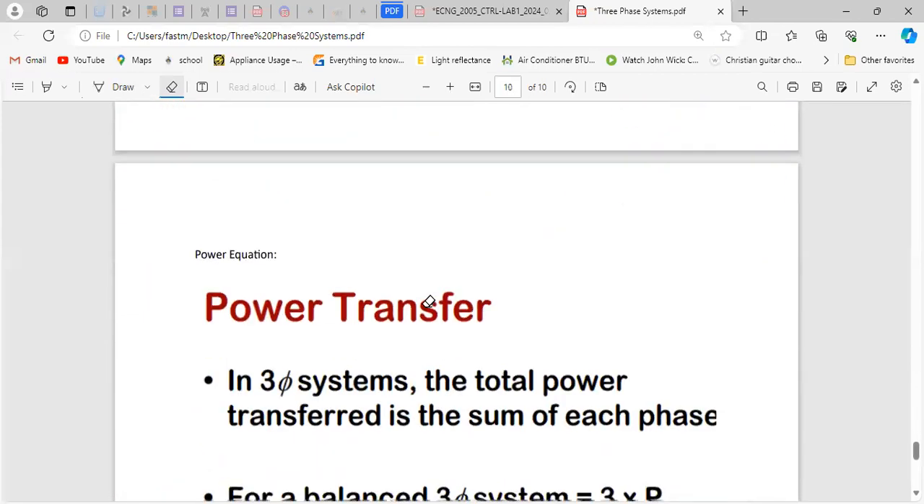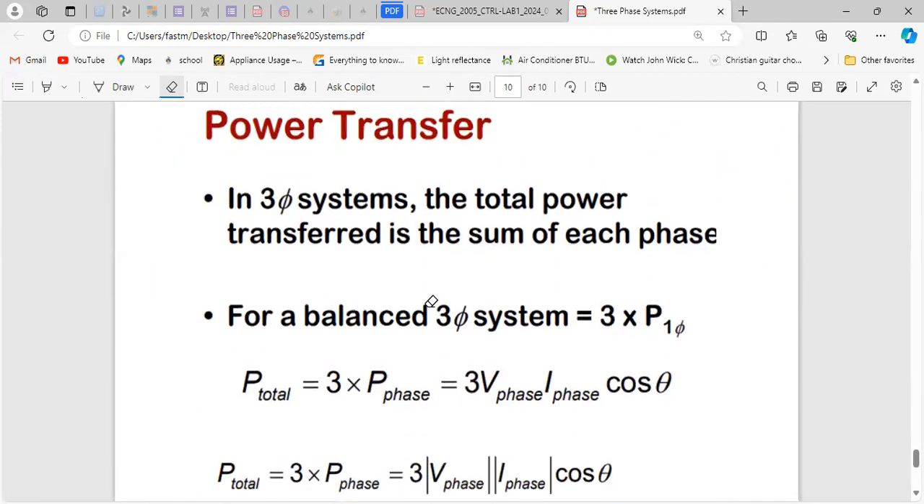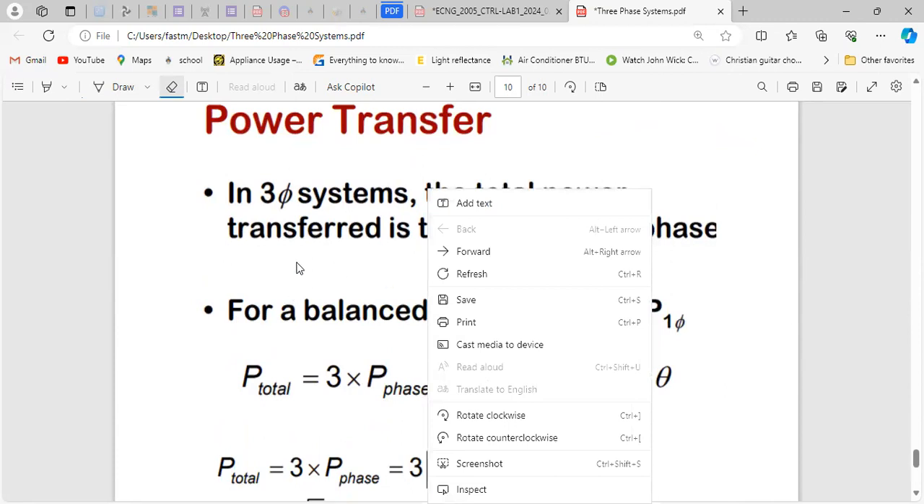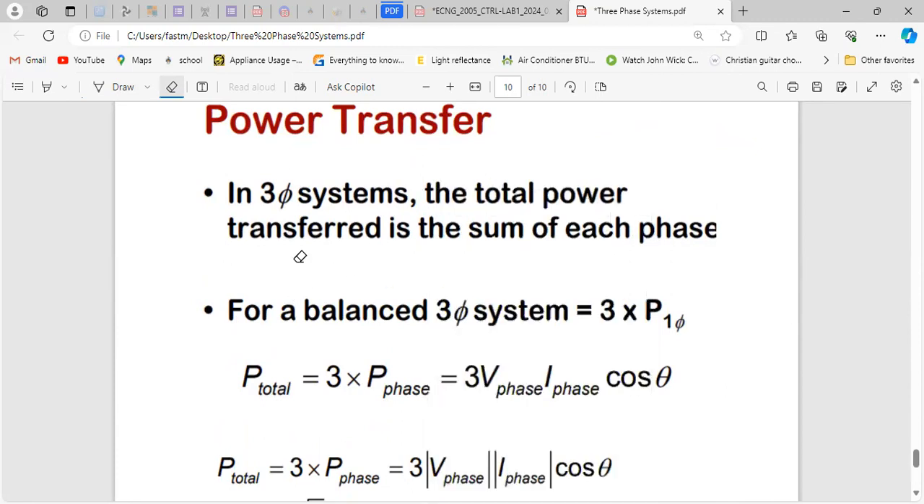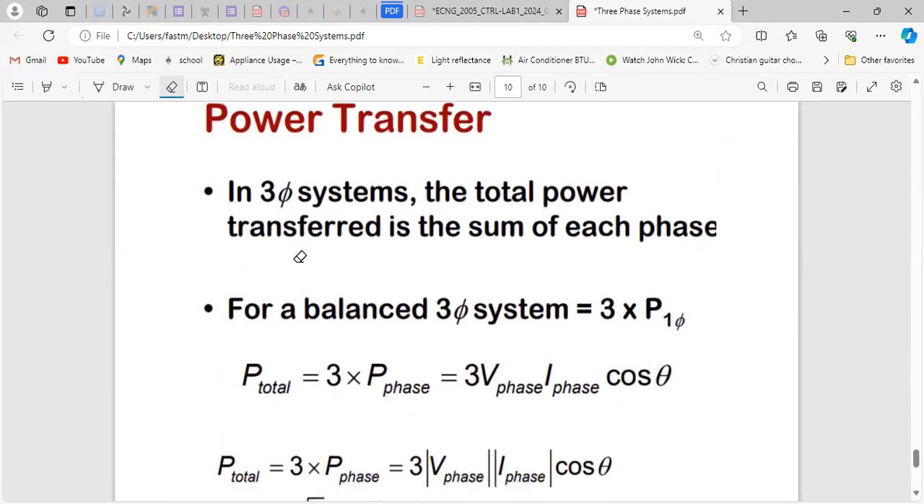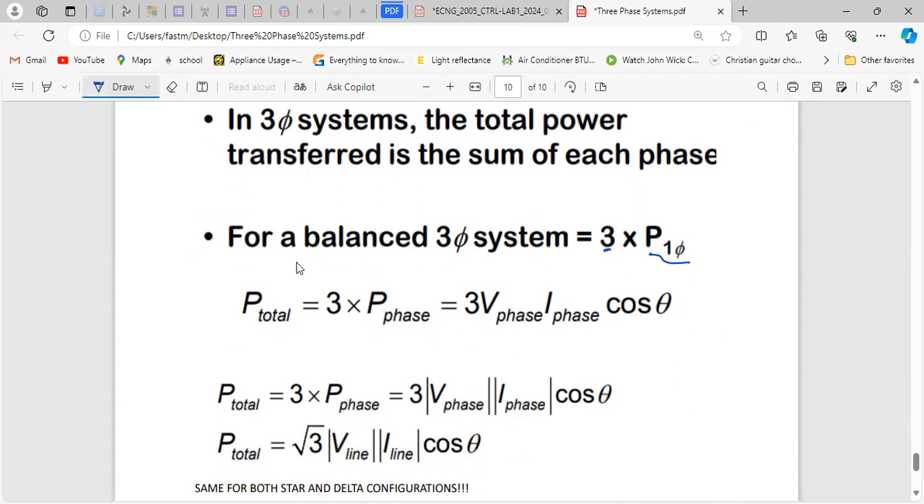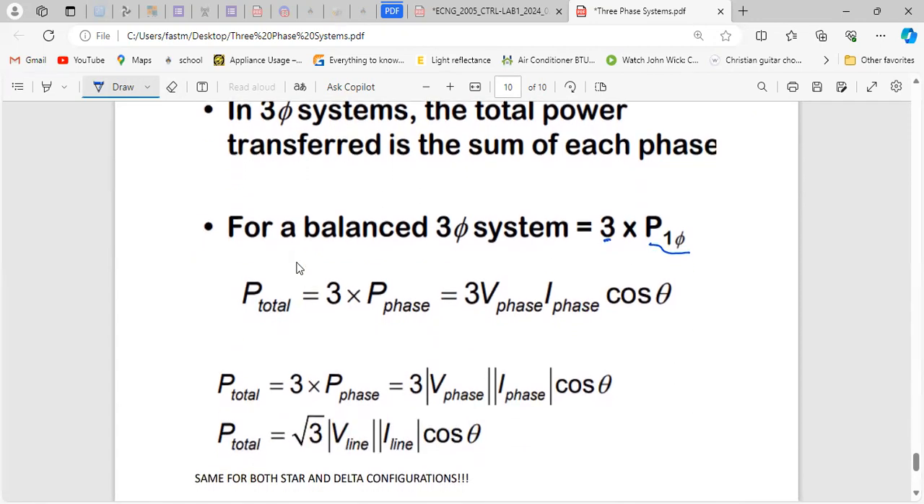Right? All right, so the last thing, which is the easiest thing, is your power equations. I was going to tell you, the power equation is the same whether you're in the star or the delta for a balanced system. Keyword being for a balanced system, right? So in a three-phase system, the total power transferred is the sum of each phase, right? So that is where they get the three, by the power of one phase, right? But because this is balanced, this is the base equation, right? With respect to a phase.